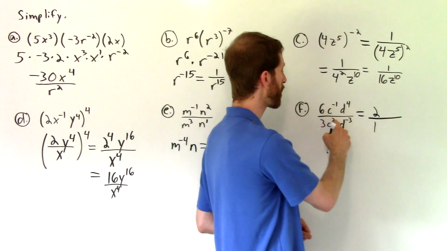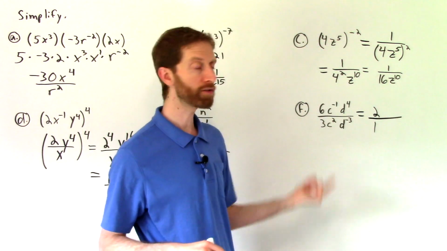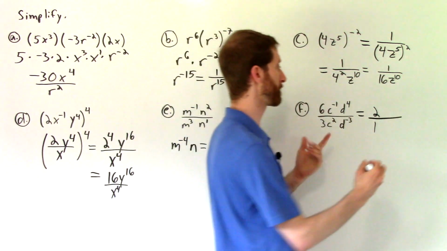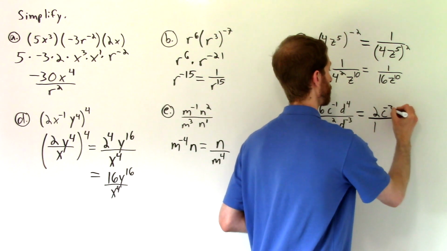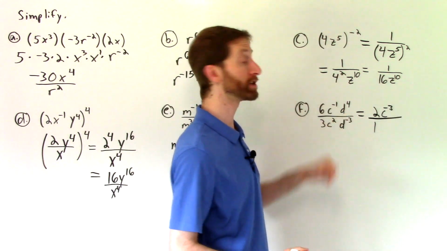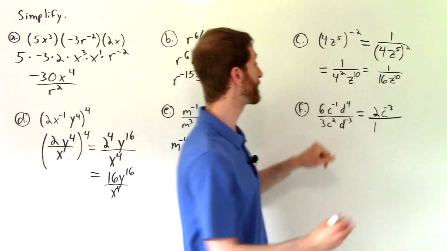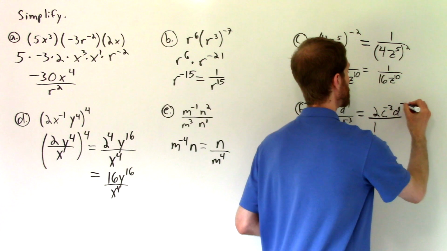C to the negative 1 over c to the 2. Negative 1 minus 2 is negative 3. We will subtract exponents because the bases are the same and we're dividing. So it's c to the negative 3. D to the 4th over d to the minus 3. Same base, so we will subtract exponents. That'll be 4 minus a negative 3, which is d to the 7th.